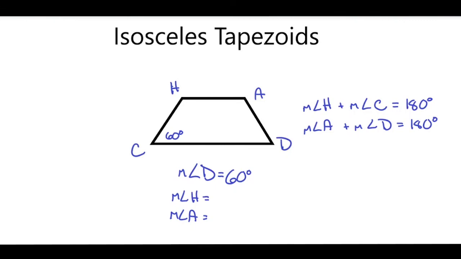Well, what about the measures of angle H and the measure of angle A? Because those are supplementary angles to angle C, those would be 120 degrees. Because 120 plus 60 equals 180. And that's how you find the lengths of sides and the measures of angles in isosceles trapezoids.